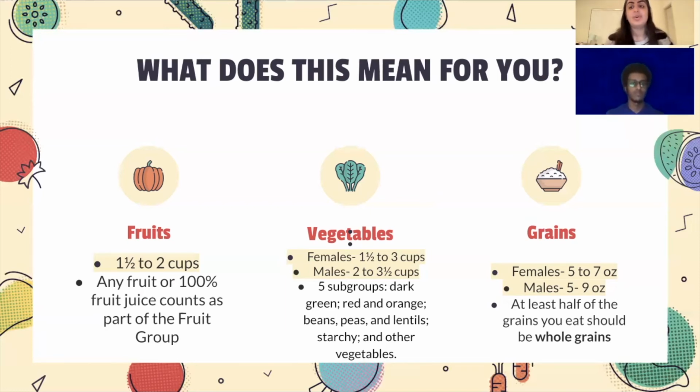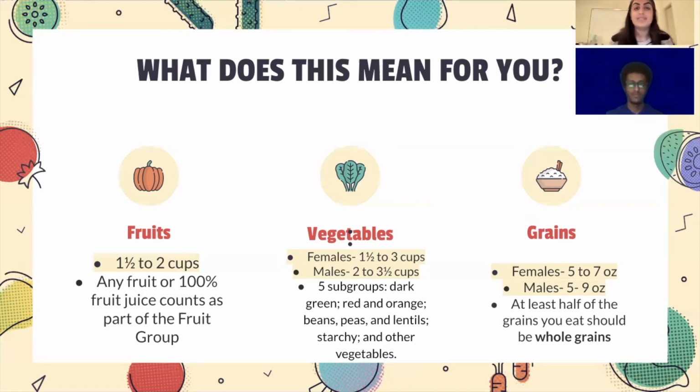So any vegetable or 100% vegetable juice counts in this part of the group. And vegetables, again, may be frozen, maybe raw, cooked, canned, dried, even dehydrated. So a lot of different ways to eat it. And just to give you a little bit of a comparison, 1 cup of vegetables is equal to about 12 baby carrots. So having 12 baby carrots, you already have a whole cup of vegetables, something to keep in mind.